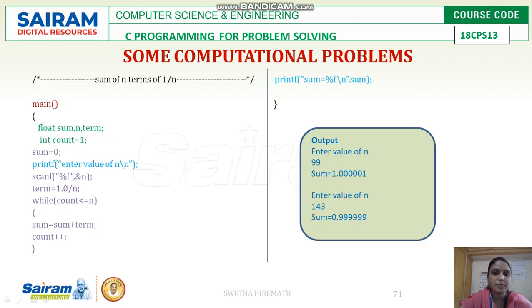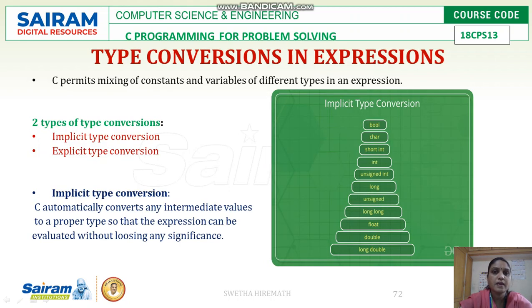And this is one more example, in which we are going to find the sum of the terms. We enter the value for n. Based on the value of n, we get that many terms, and those terms will be added to calculate the sum, and we have these two outputs for this.